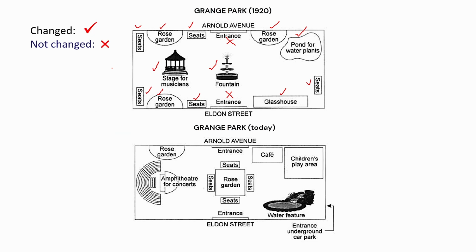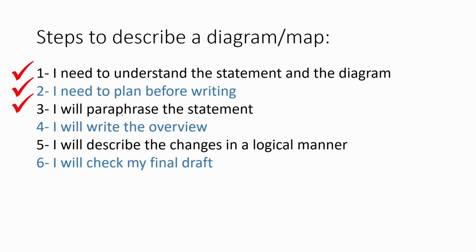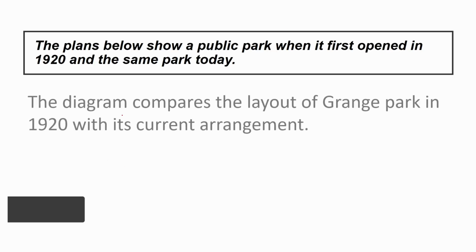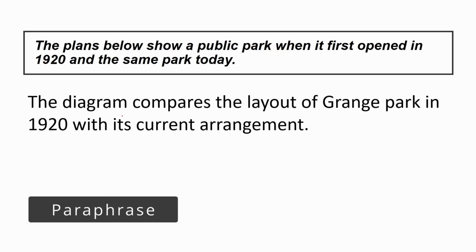Now for my description, I will start from the top of the layout. I mean from the Arnold Avenue and that section, then the middle, and then the part from the Eldon Street, because I find it the most logical way, but again, you could describe the way you prefer. Now it's time to write. The first thing we write as usual is the paraphrase. This is my paraphrase. The diagram compares the layout of Grange Park in 1920 with its current arrangement.